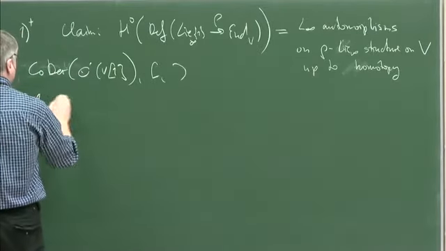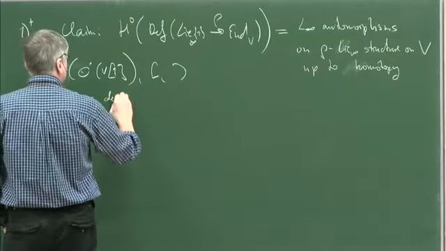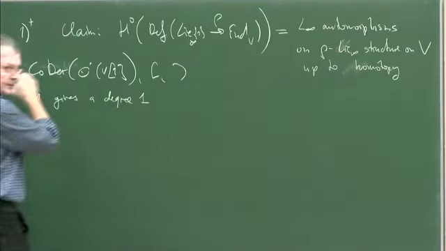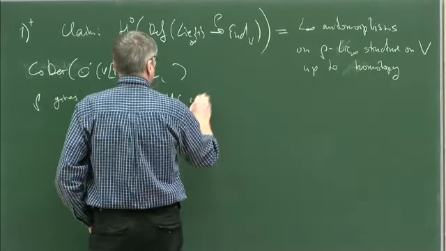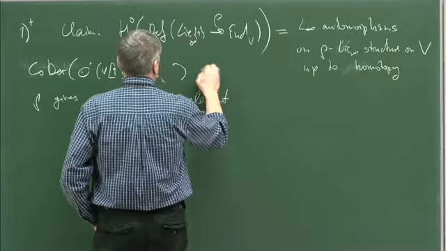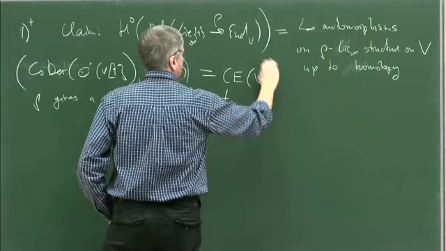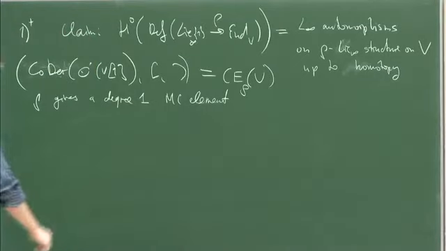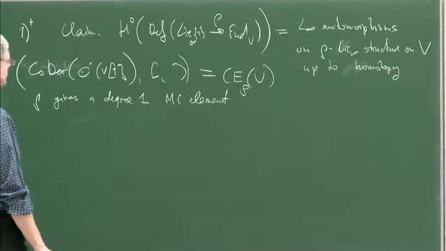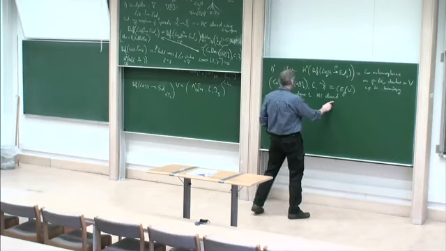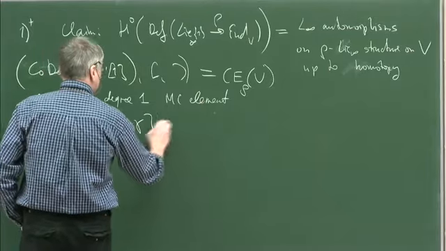So rho gives a degree 1 element here. It's a degree 1 Maurer-Cartan element here. Let me denote it the Chevalley-Eilenberg complex of V at rho. So it's a complex with a degree 1 MC element, and it gives me a solution of this equation.